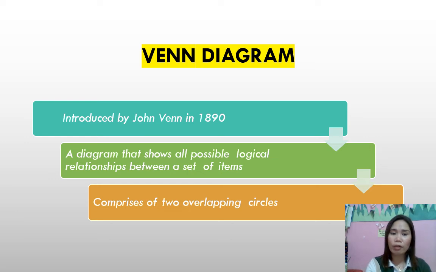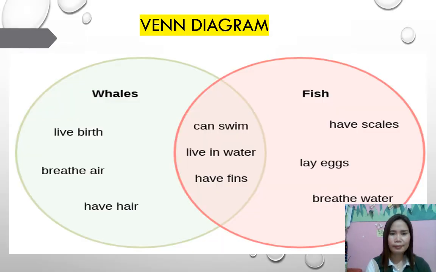So it is a diagram that shows all possible logical relationships between a set of items. Also, it comprises two overlapping circles. So it is a visual depiction of similarities and differences between two or more different items. So that is Venn diagram.